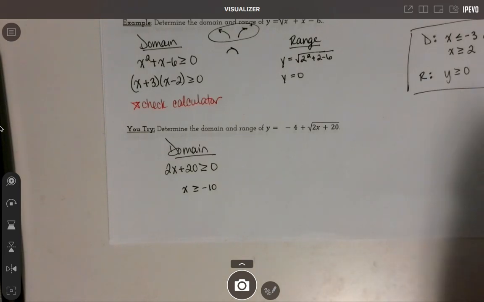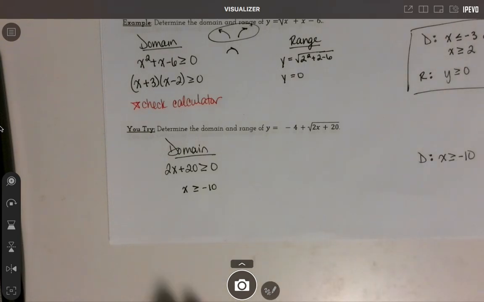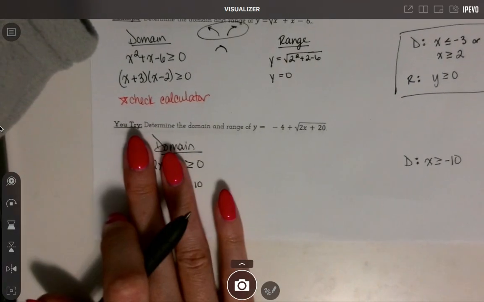And I found my domain. So over here, I'm just going to write that down so I can remember that. So that's part of our answer. Let me scoot this, I'm so sorry.